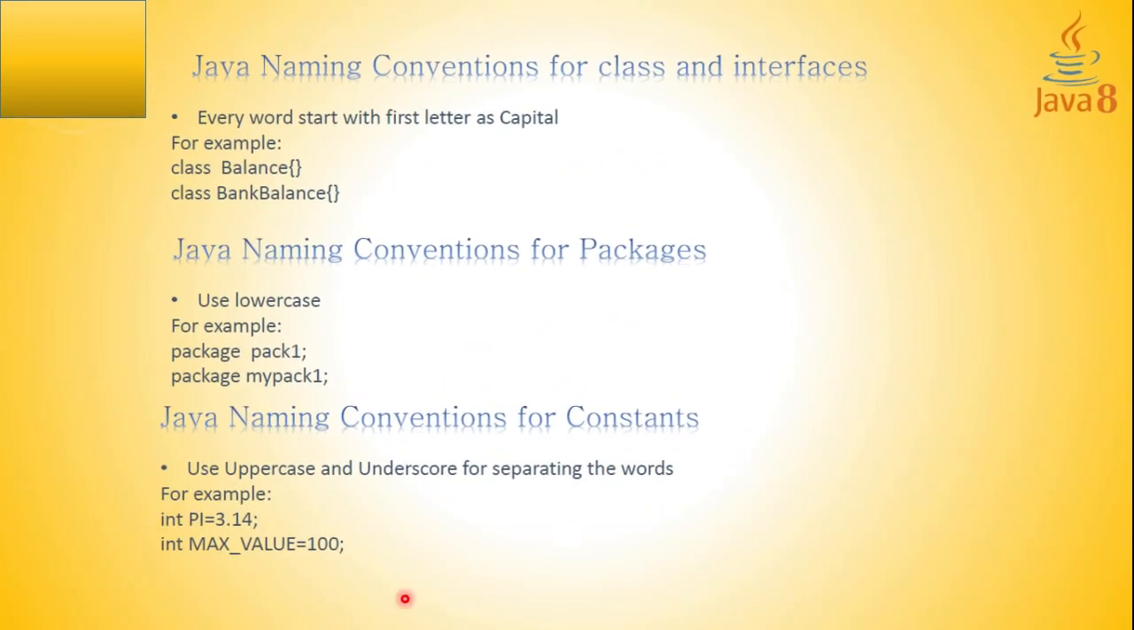Naming conventions for classes and interfaces are also there. Other naming conventions I won't discuss, it's simply given, you read and understand. The main one is every word starts with the first letter as capital. See, if you are naming a class, class Balance, B should be capital. And if your class has two words, then the first letter of the first word should be capital and the second word's first letter also should be capital.